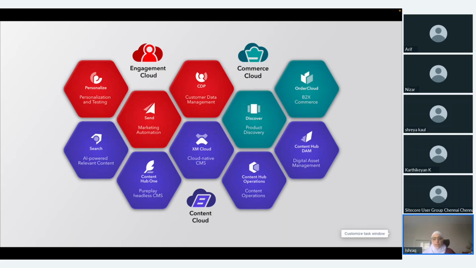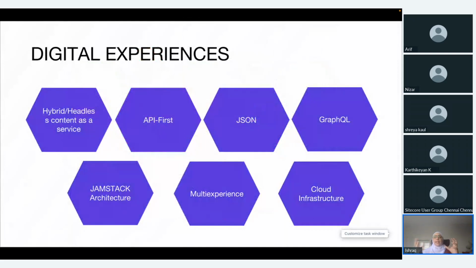Then they introduced Search, which is the Discover counterpart, using AI-powered search for content as opposed to products. And we have two different offerings for Content Hub 1, Operations and DAM, that we heard about recently, sometime back in November. The main dominant concept between all of these things is the shift towards a tech stack or an architecture that looks something like this. So we're talking about headless or a hybrid solution of content as a service.